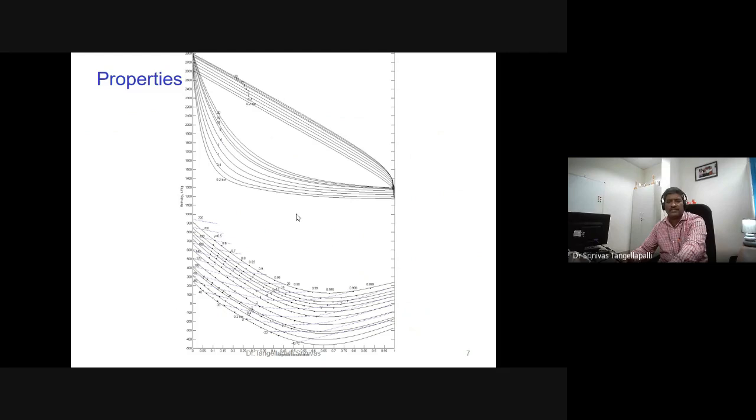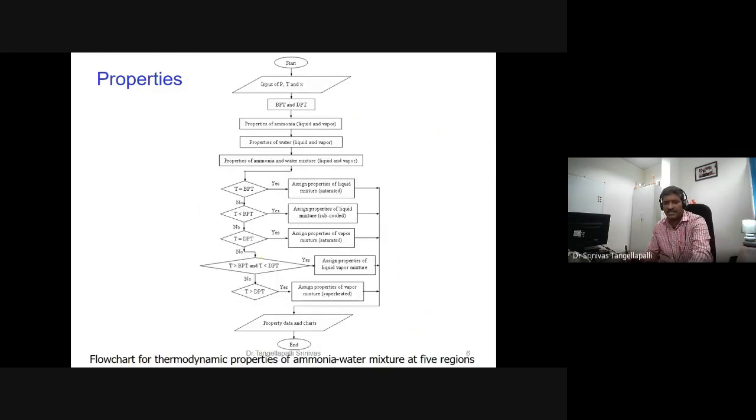I will show the same properties on the chart. So I have the chart here. This is the enthalpy concentration chart. Before this chart, I think yesterday I explained the five regions. Actually, in my book, I added this flow chart. I also asked you yesterday, if the temperature is equal to the bubble point temperature, what is this property? Liquid mixture.